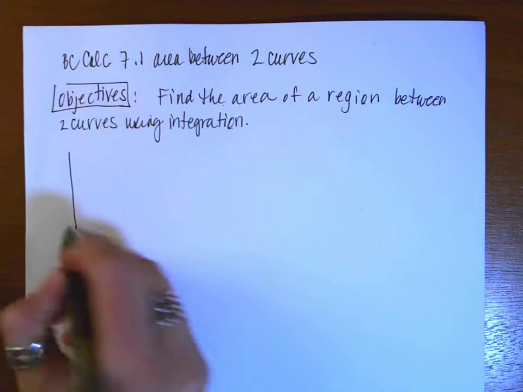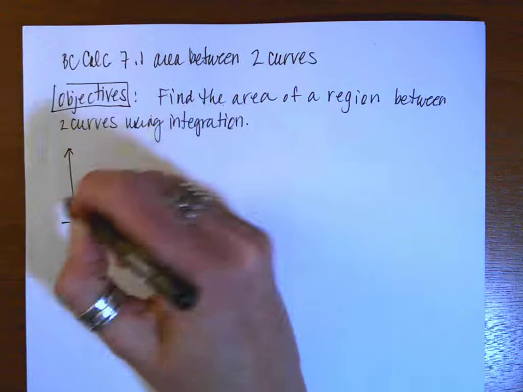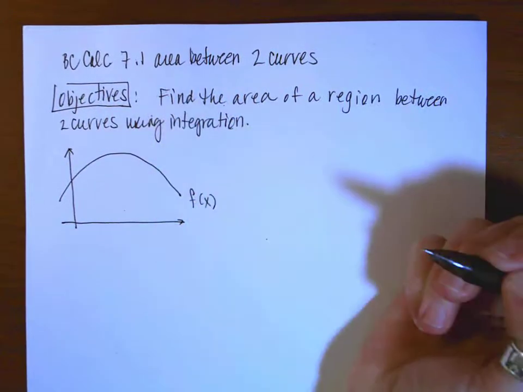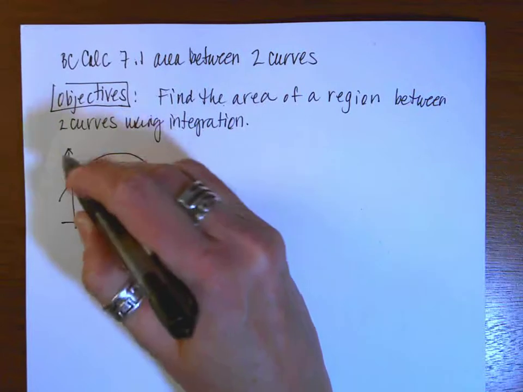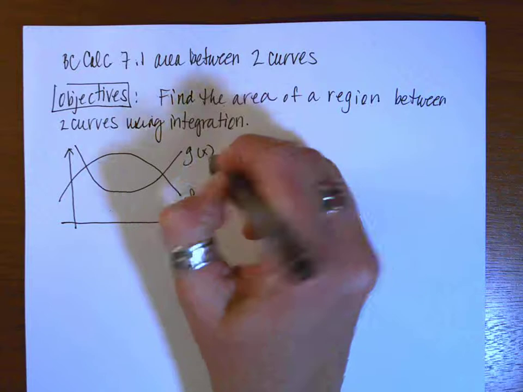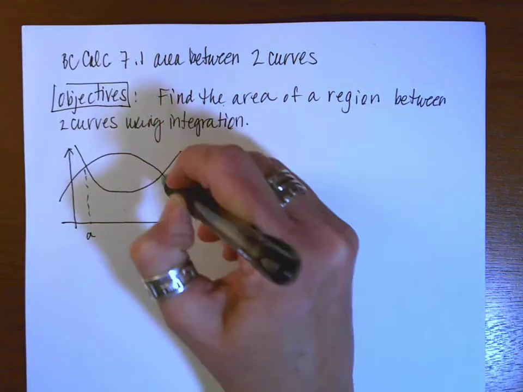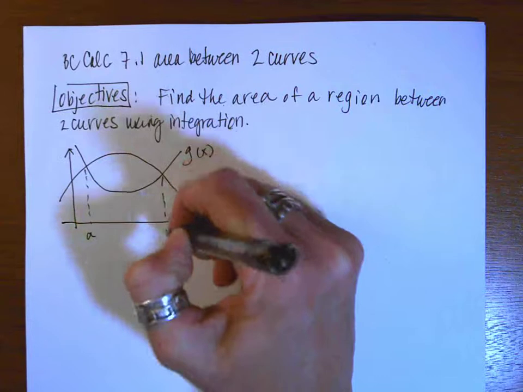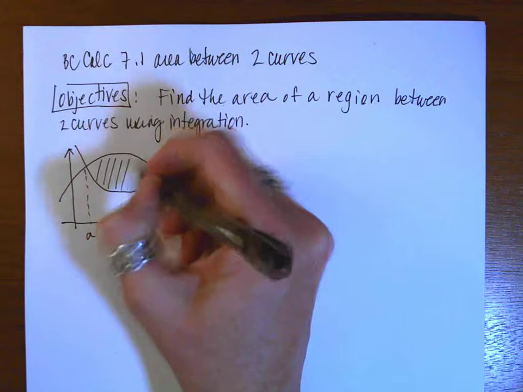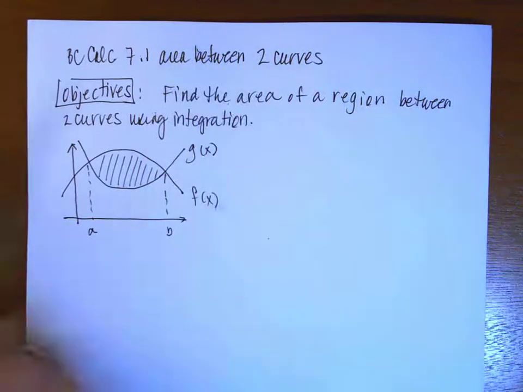Alrighty, so just to refresh our brains, I'm going to have two cute little curves. I'm going to have a guy going this way, and we're going to call him f of x. And then I'm going to have a little guy going this way. We'll call this one g of x. And notice that their point of intersection is going to happen at A, and the other point of intersection is going to happen at B. So this is my area in between the two curves.